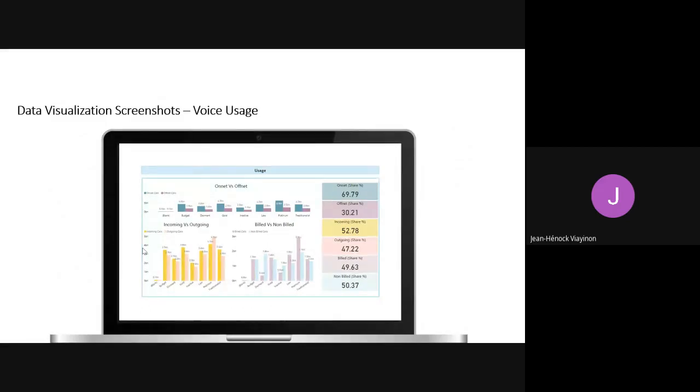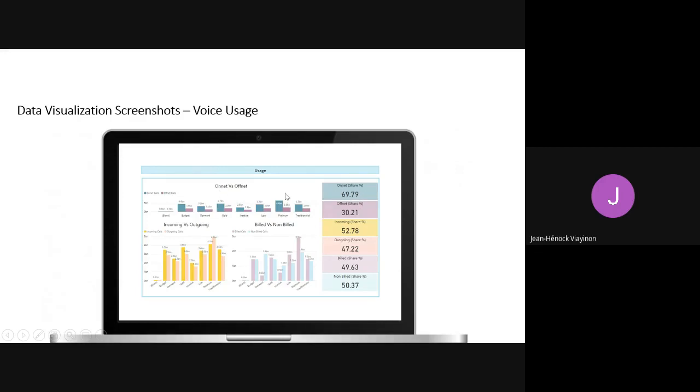So this is the split of on-net versus off-net for a telecommunication provider. These are bar charts you know, and those things at the right are just KPIs we compute in terms of percentage of share.